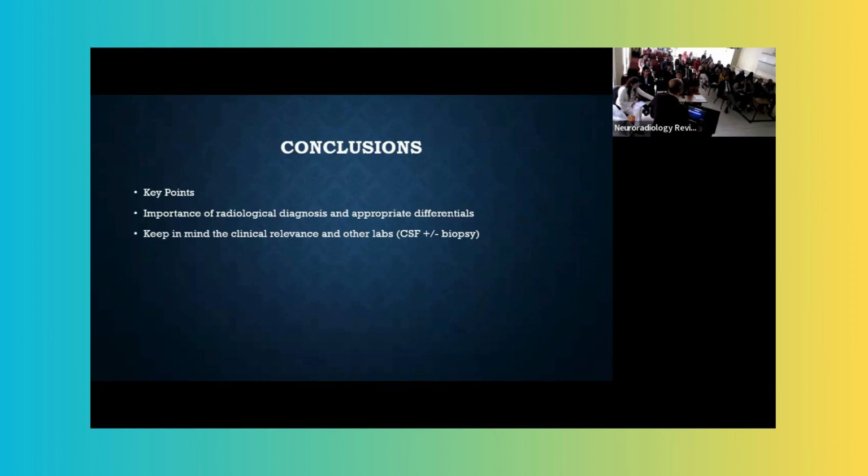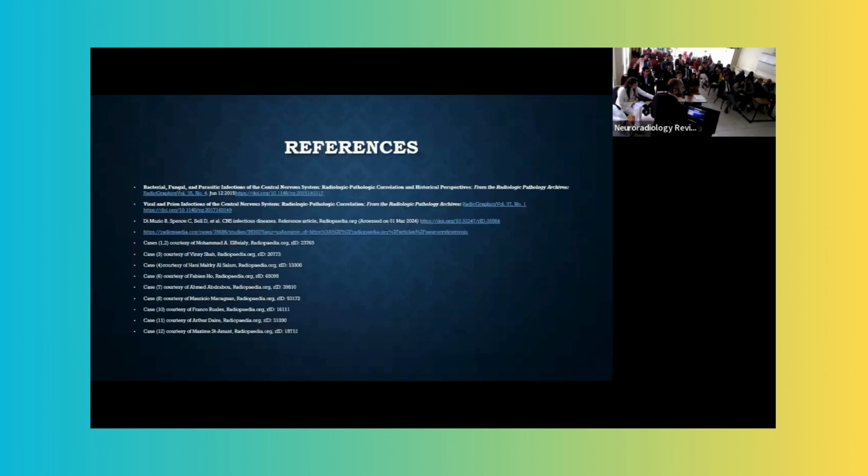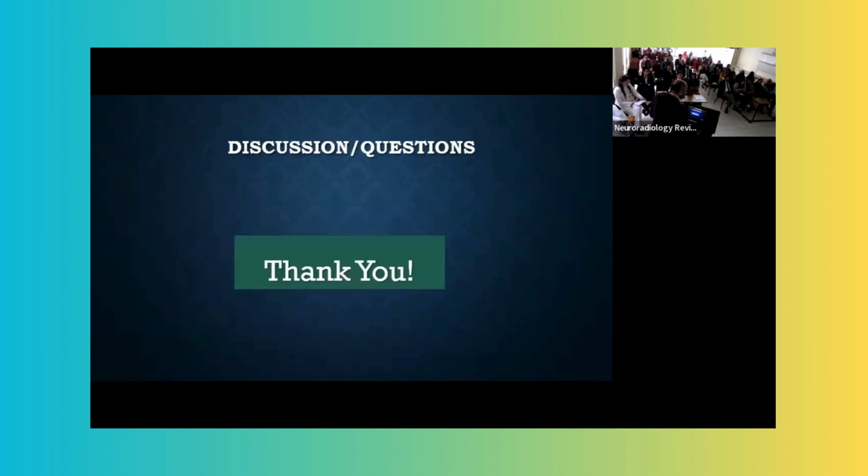And we have other things as well, how we can deal with it, because we look at the labs, we look at the other parameters of the patient. Some of the references, and thank you.